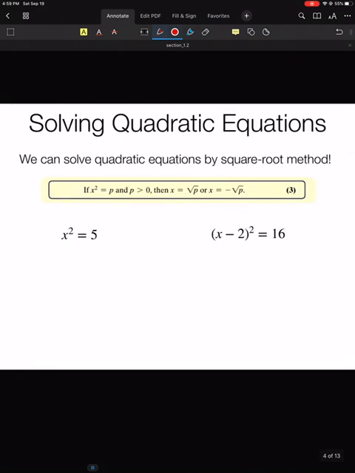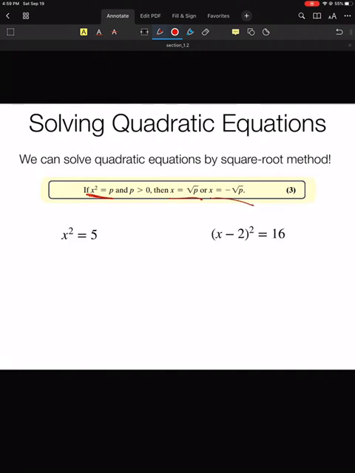Now quickly, we can also solve quadratic equations by the square root method. Okay? And the square root method can only be used when we have things in the form of something like this, okay, where there's really like one thing in the left side that is just x something, okay, and then in the right side, where there's a number, okay? And it says that if it's in this form, then x is equal to the square root of p or the negative square root of p.